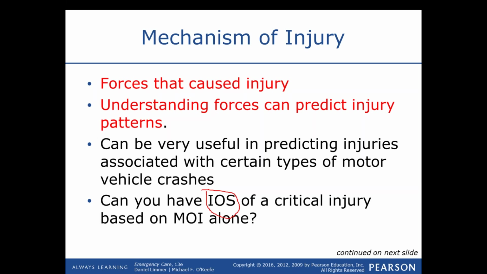So one of the questions we continually ask ourselves is, can you have an index of suspicion of a critical injury based on MOI alone? Basically, that means solely based on your mechanism of injury. So if the patient fell from 20 feet, can you provide some sort of index of suspicion for an injury? And of course, most of us agree that you can. You can have a pretty high index that the patient could have a critical injury or a life-threatening injury just by looking at the mechanism of injury specifically.